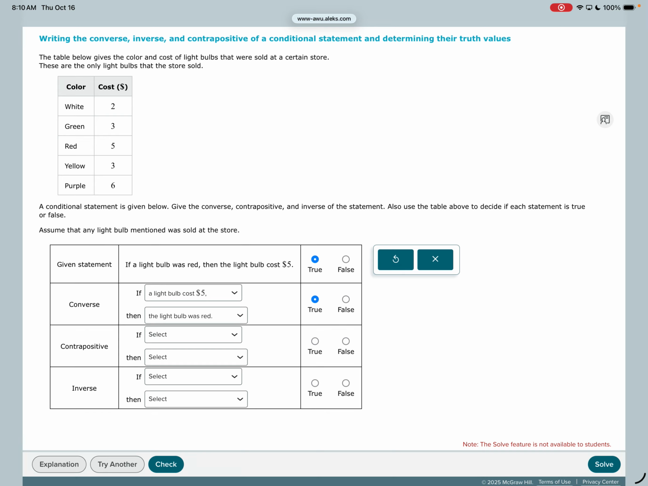Okay. The contrapositive, we are going to flip it and put the nots in there. So if it does not cost $5, then it is not red. And once again, if it doesn't cost $5, that means it's not a 5, and the red is not on there, so that would be true as well. The inverse is going to put the not in there, so if it's not red, then it doesn't cost $5, and that would be true because the only $5 one is red.